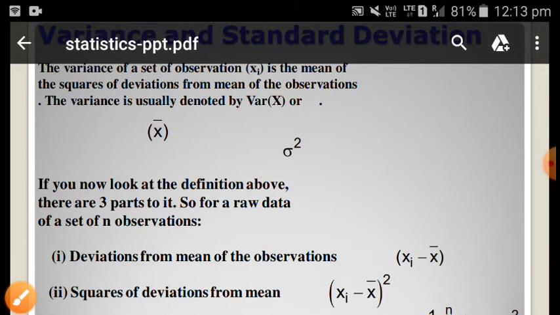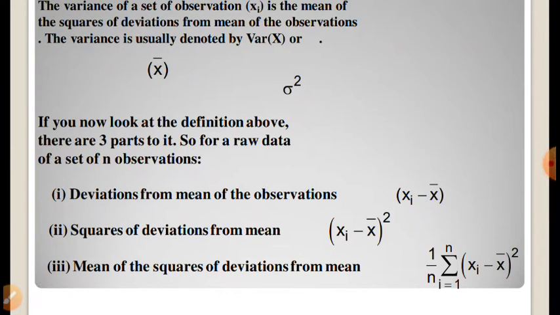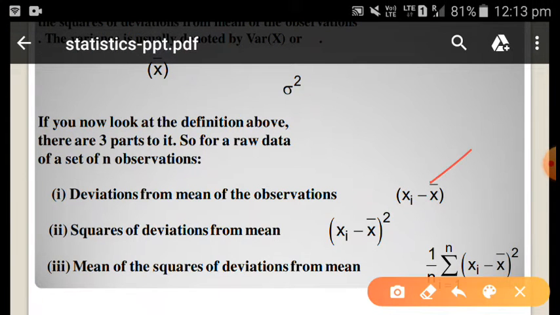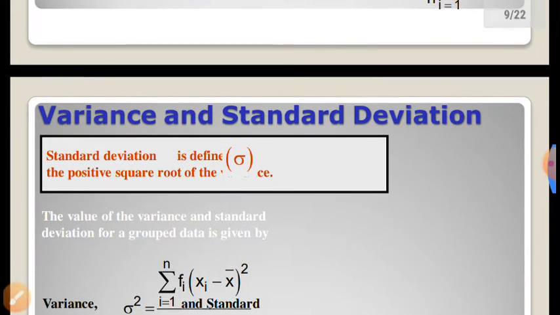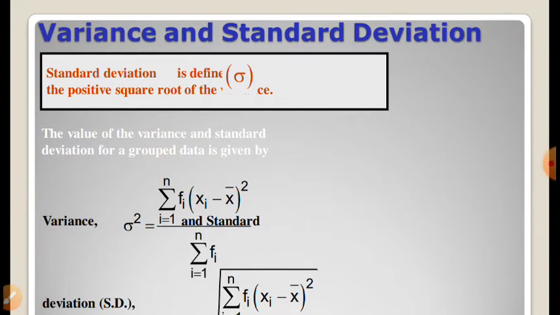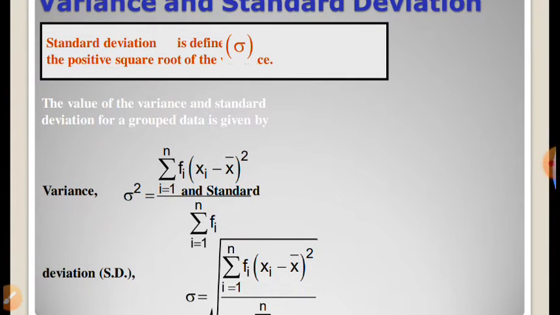Okay, so if you now look at the definition above, the three parts so far: raw data, that means deviations from the mean of the observations. These are the steps. First you subtract, then find their squares, add those squares and divide by the number of observations, and you are going to get the variance. Variance and standard deviation: standard deviation is the square root of the variance. The standard deviation is defined as the positive square root of the variance.